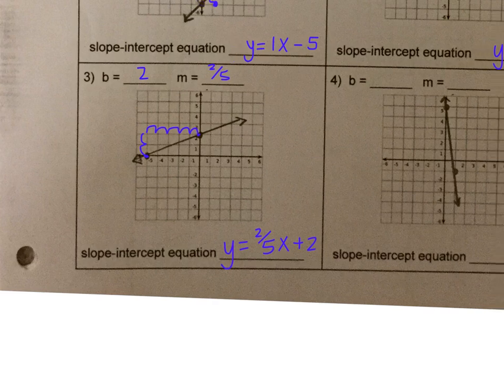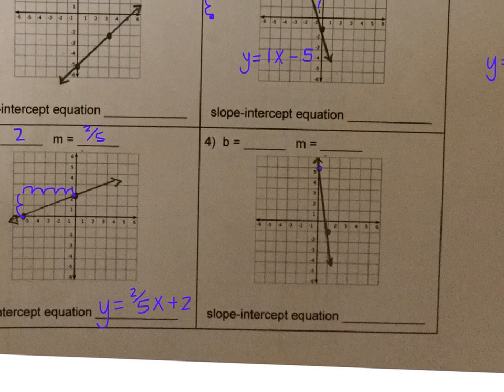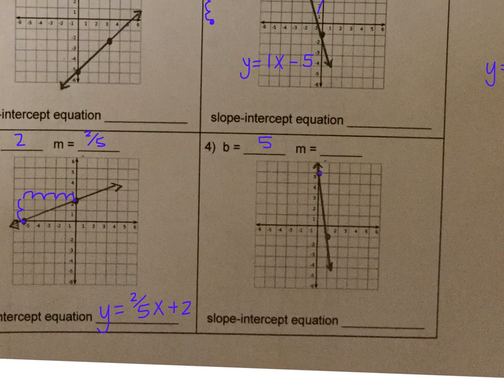All right, last example. My b on this one is way up here at the top at the 5. And I can see that it has a negative slope. So right now it's going to be negative. I'm going to start at my bottom dot and rise. 1, 2, 3, 4, 5, 6. And I run 1. So my equation is y equals -6/1x plus 5.